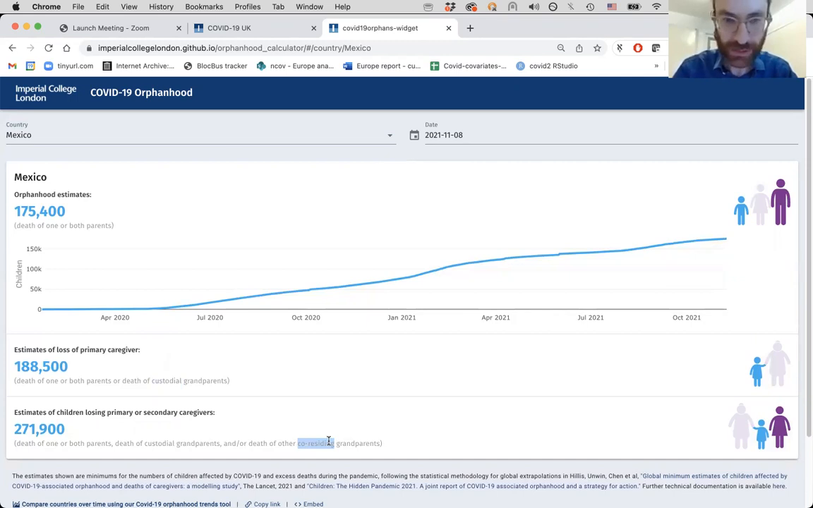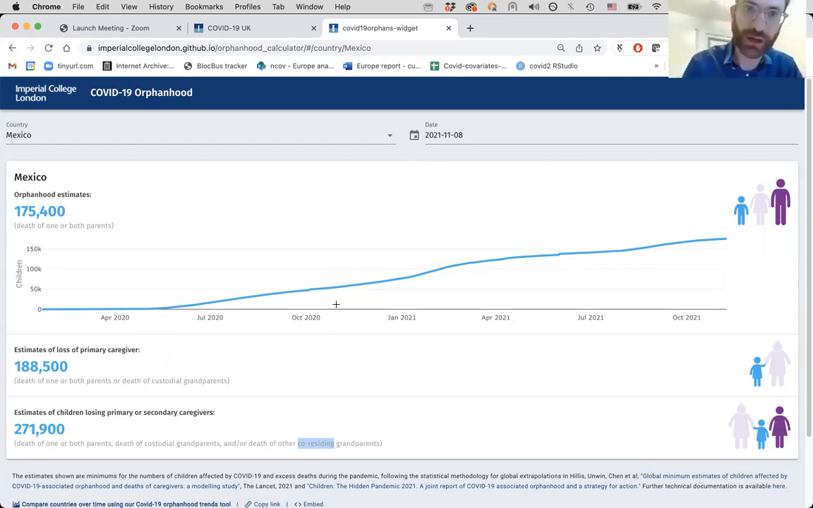And so our estimates are not directly observed. These come from a model because we don't have direct data about children losing parents. What we have is data on fertility and data on deaths, hopefully by age, but in many countries we just have data on reported deaths. And so given both of those things, age-specific fertility and deaths, we can work out minimum estimates.